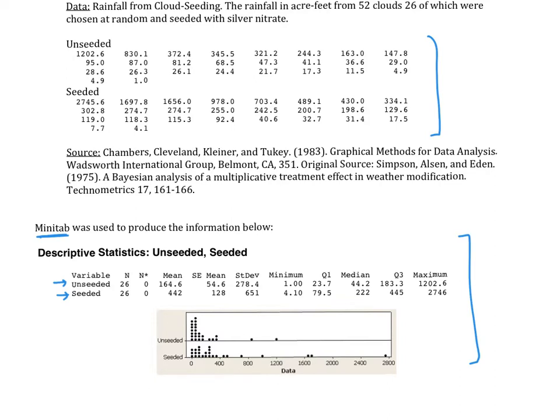Ready to do our hypothesis test? Okay. In this case, we have 2 samples. We have 2 means that we're looking at. The mean amount of rainfall for the seeded clouds and the mean amount of rainfall for the unseeded clouds. So the first difference is that we're going to have 2 parameters to define, mu1 and mu2.